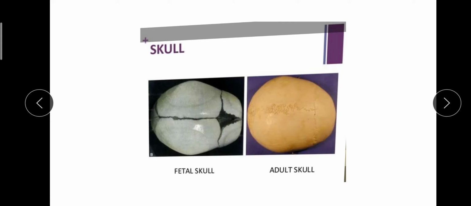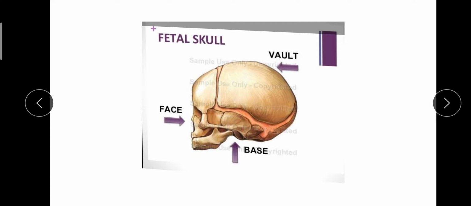Here is the picture where you can see the difference between the fetal skull and the adult skull. It is very clear. This is the fetal skull and this is the adult skull, where in the fetal skull we can see all the sutures and the fontanelles very clearly, whereas in the adult skull they are not there. So this is the difference between the fetal skull and adult skull. We know there are three major parts in the fetal skull. This is called vault, this front part is called face, and this lower one is called base. So these are the major parts of the fetal skull.